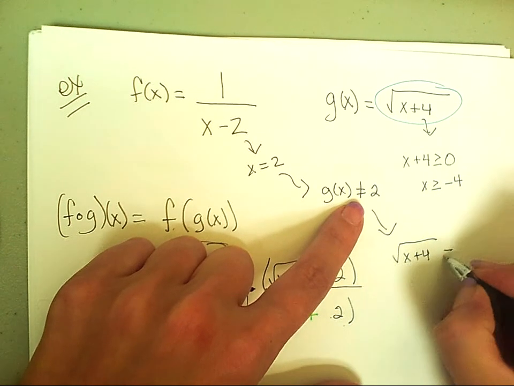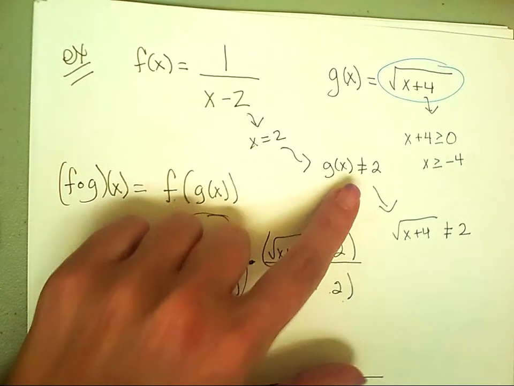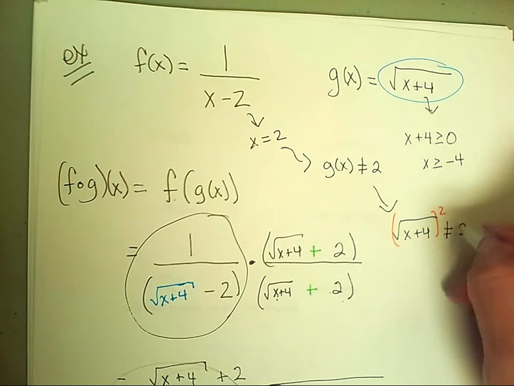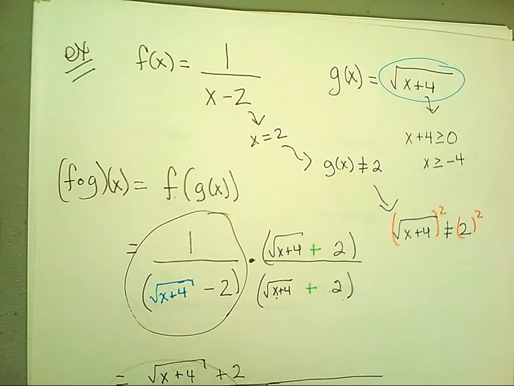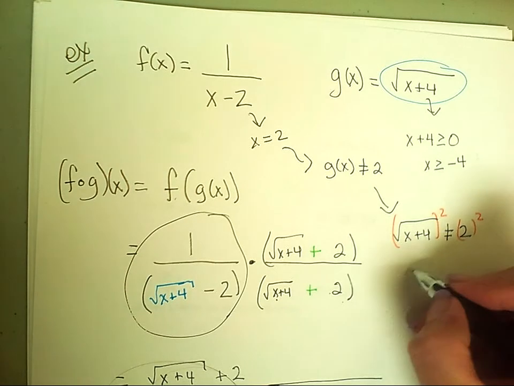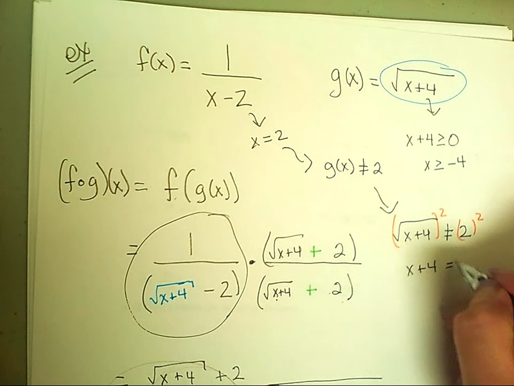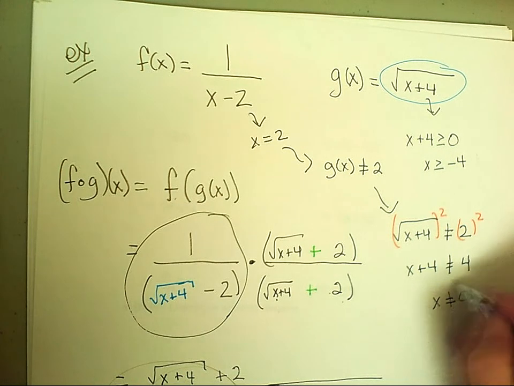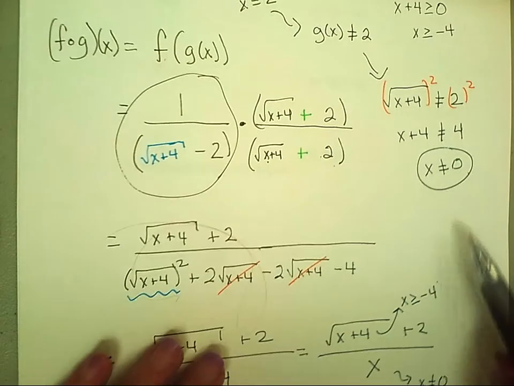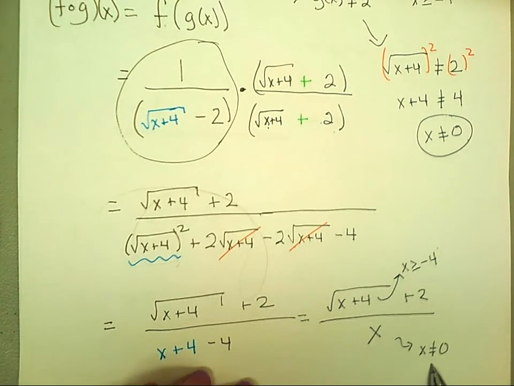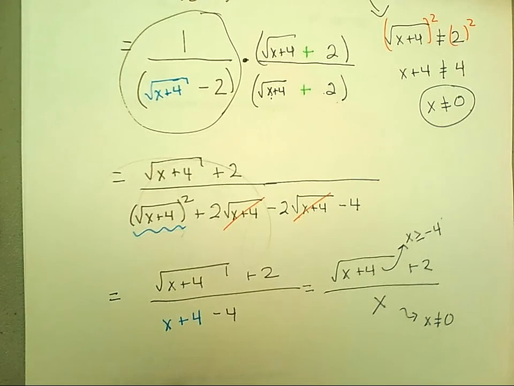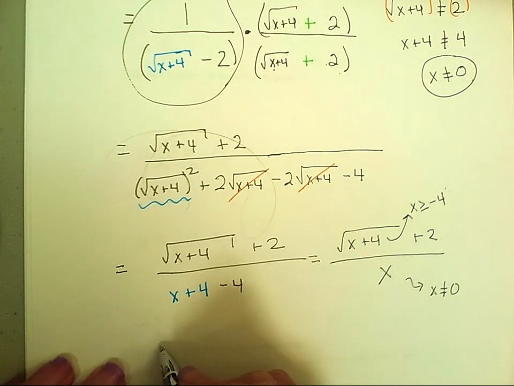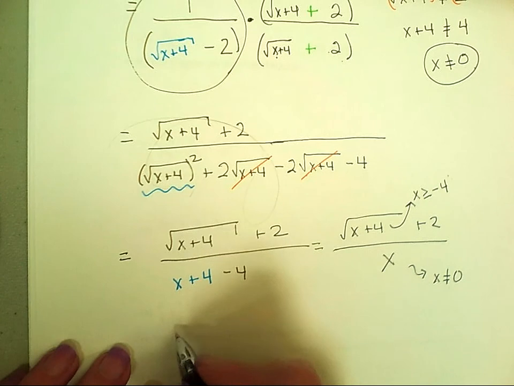Now let's solve that equation. So g of x is the square root of x plus 4. It cannot equal 2. If we square both sides, this will become x plus 4 cannot equal 4, or that x cannot equal 0. Okay. So in this case, both of them came out. Okay. So how should we write that?